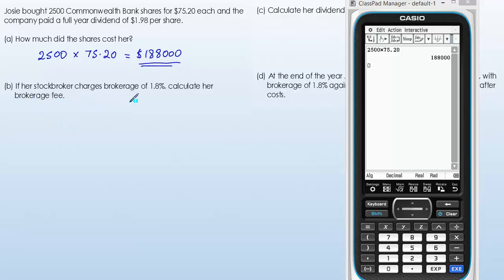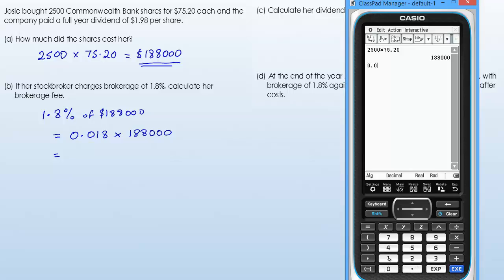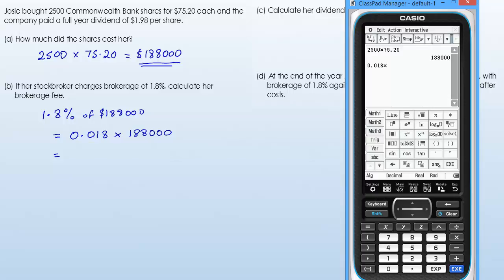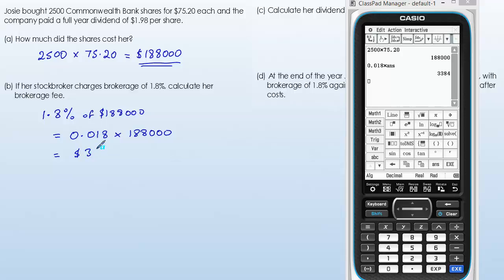If her stockbroker charges brokerage of 1.8%, calculate her brokerage fee. So we want 1.8% of $188,000. Turn this into a decimal by dividing by 100, so that's 0.018 of means times 188,000, so 0.018 multiplied by the last answer gives us $3,384.